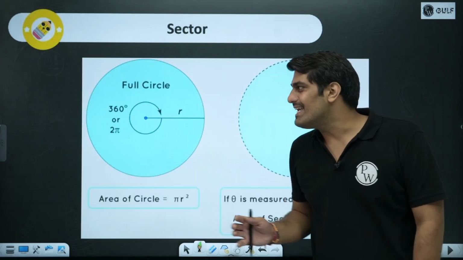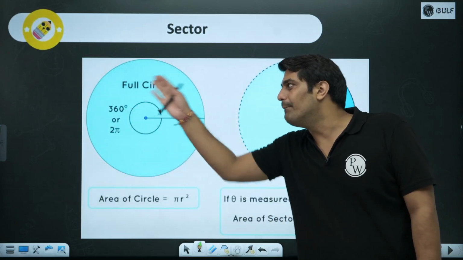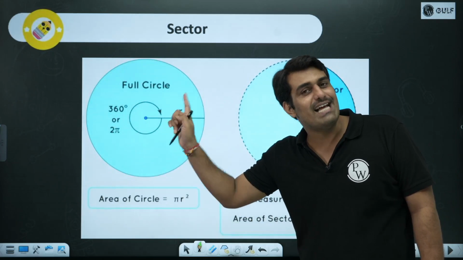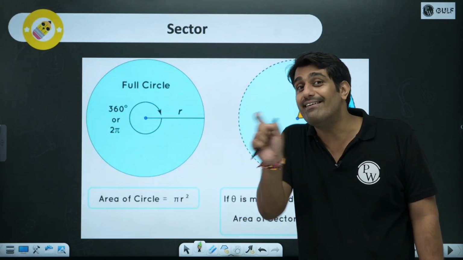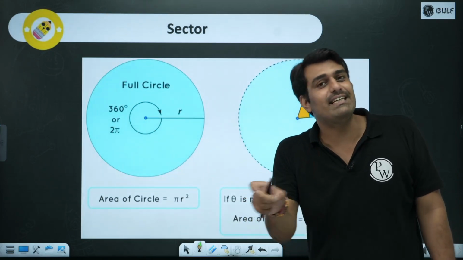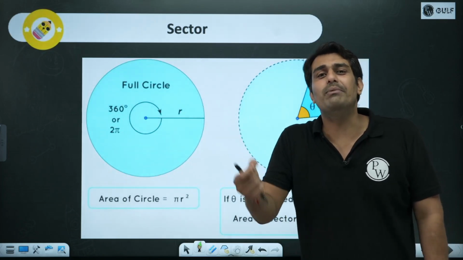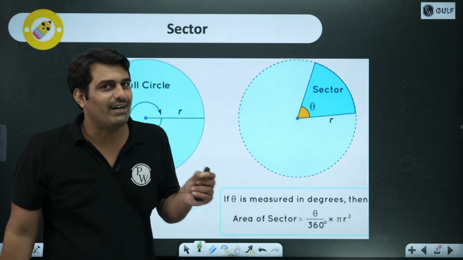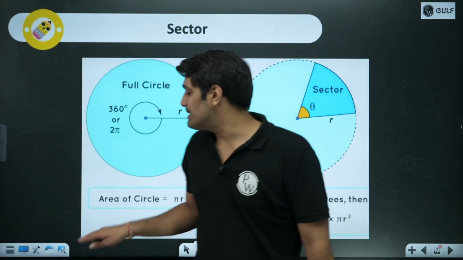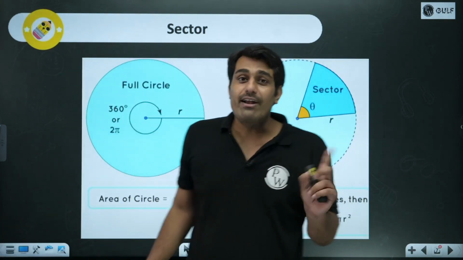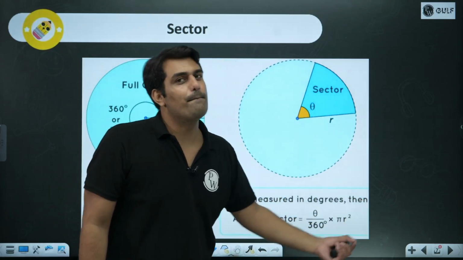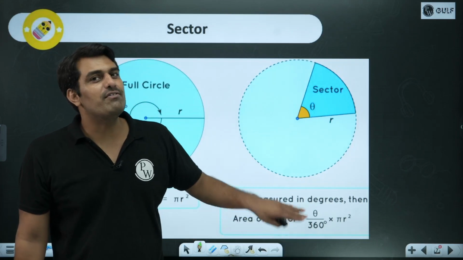So once again, if I have to reiterate this part, this is a complete circle. For a complete circle, at the center, a 360 degree angle is made, and that is why we have to do the comparison. We want the ratio by 360 degree. 360 degree in the denominator, and in the numerator, the angle which would be made at the center of that sector. So total area is pi r square, and we need the area of the sector, so that will be theta by 360 degree into pi r square. And this is the formula which you need to remember.